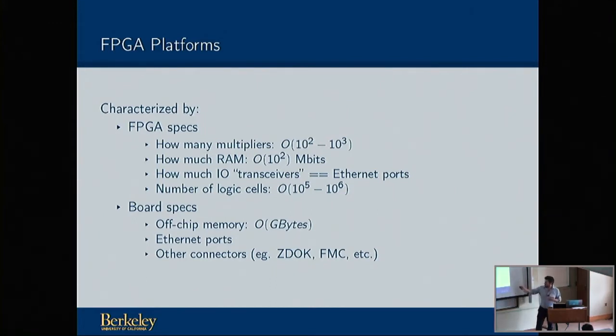That might be hundreds, it might be thousands, depending what sort of chip you're looking at. They have a bunch of RAM on there, but not too much, looking at sort of hundreds of megabits, which is obviously much less than you'd find in a personal computer. How much I/O does a chip have? Usually in CASPER we're talking about transceivers, which equate to Ethernet ports. This is basically saying how many very high-speed Ethernet links a particular chip can support.